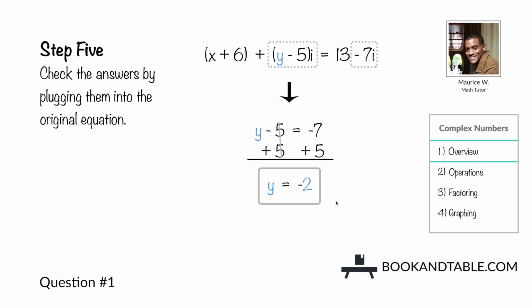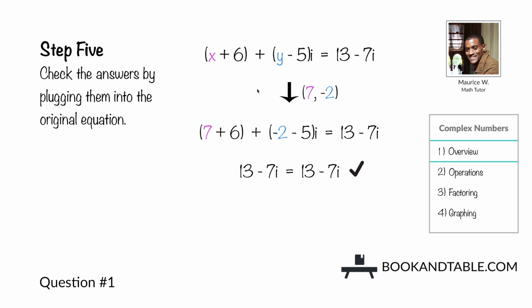So step 5, we could check the answers by plugging them into the original equation. x plus 6 plus (y minus 5)i is equal to 13 minus 7i. So for x, we plug in 7, giving us 7 plus 6, which would be equal to 13. And that's the same number on the right side, so that checks out.